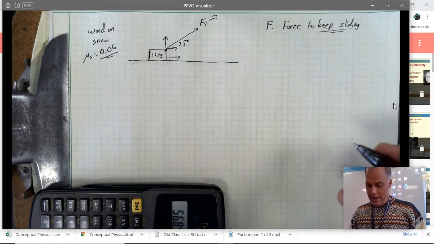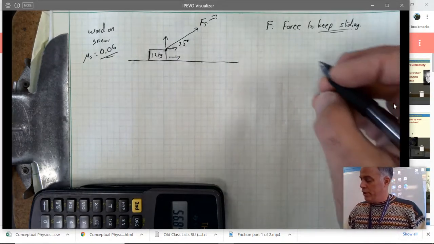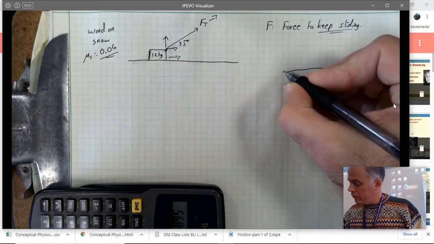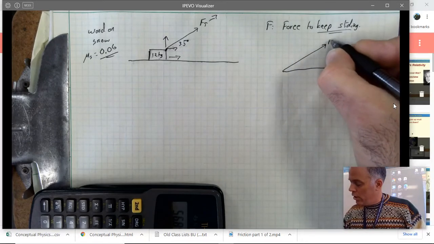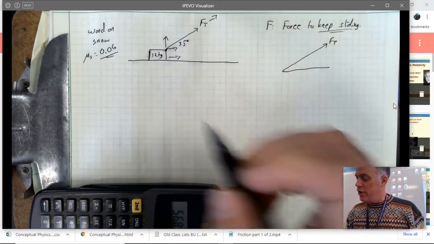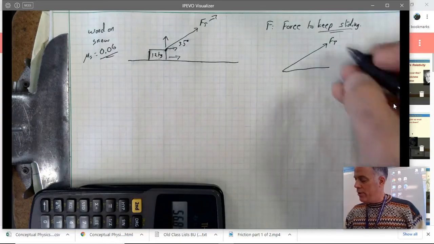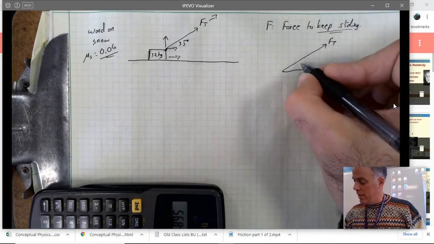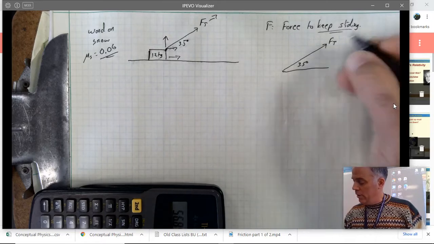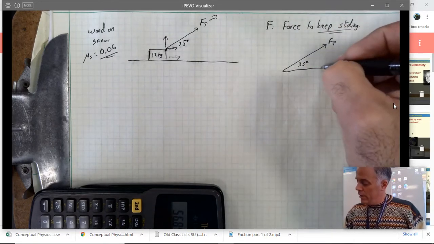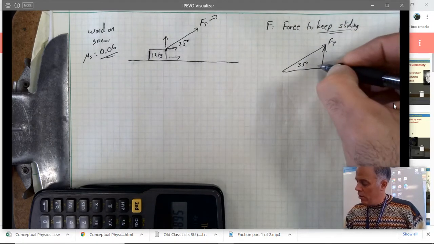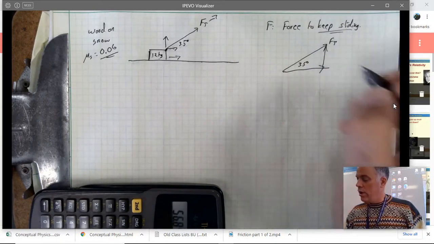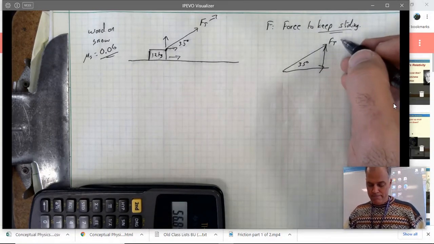So let's try making some pictures here. So this is our force. We're going to call this Ft, the tension in the rope going up that direction. This is what we're trying to figure out, Ft. This is a 35-degree angle, and we are going to figure out the horizontal and vertical components of the tension.